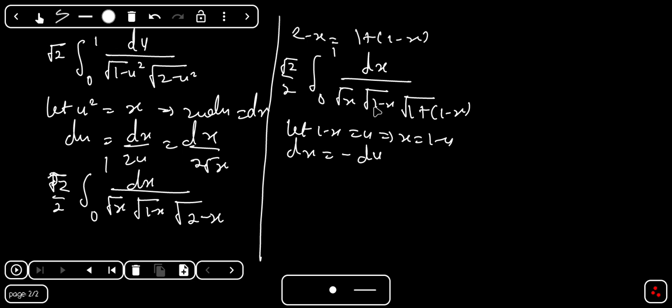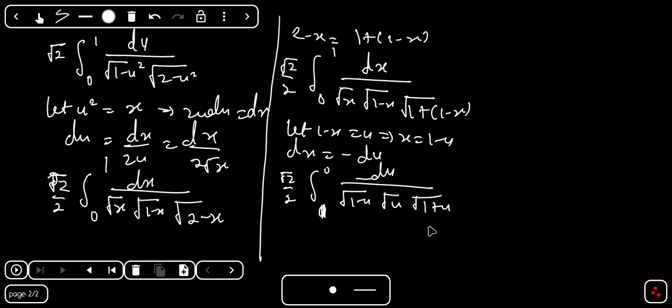So the limit is going to change. When x is 1, that will be 1 minus 1, so u will be 0. And when x is 0, u will be 1. Then we're going to have square root of 2 over 2 multiplied by integral from 1 to 0, then dx is now negative du, then over x is now 1 minus u, that will be square root of 1 minus u multiplied by square root of u, then multiplied by square root of 1 plus u.